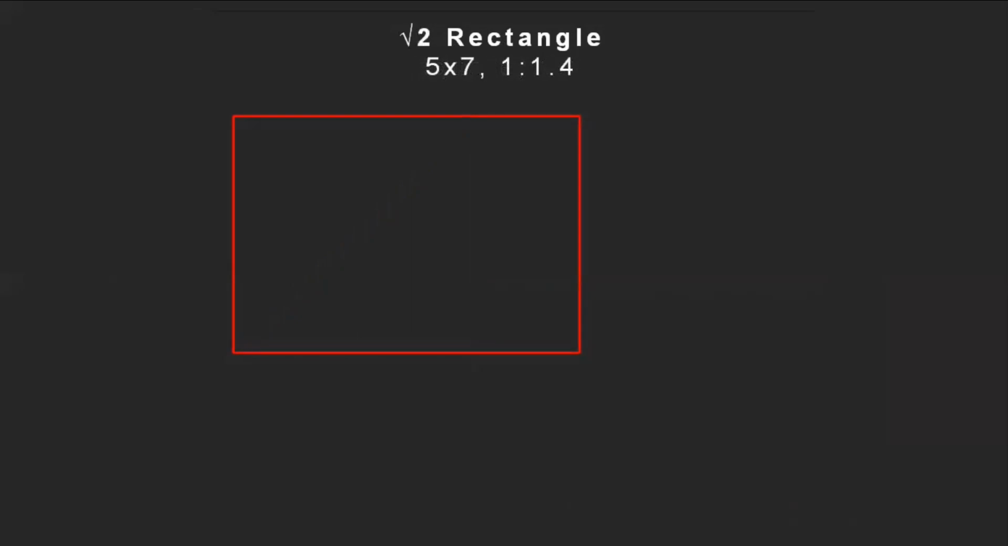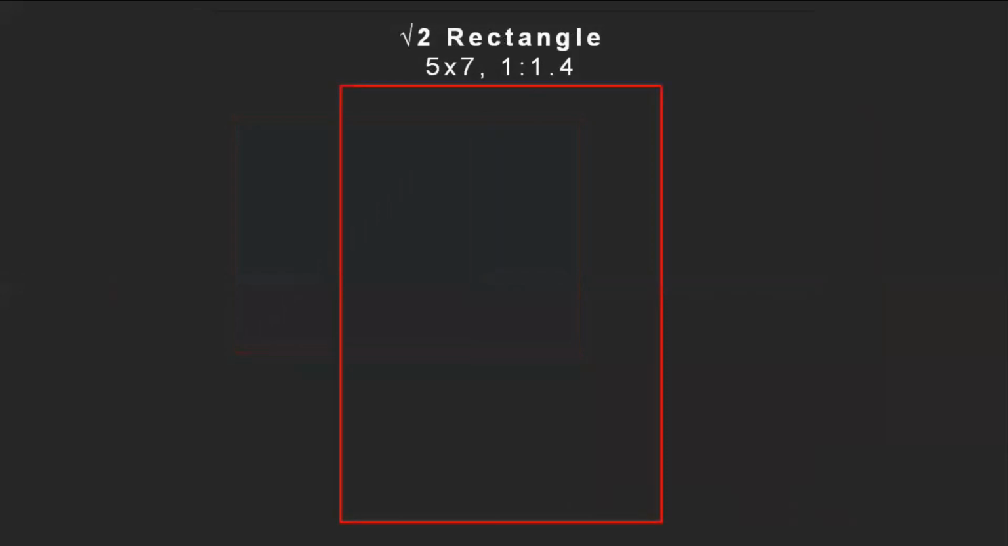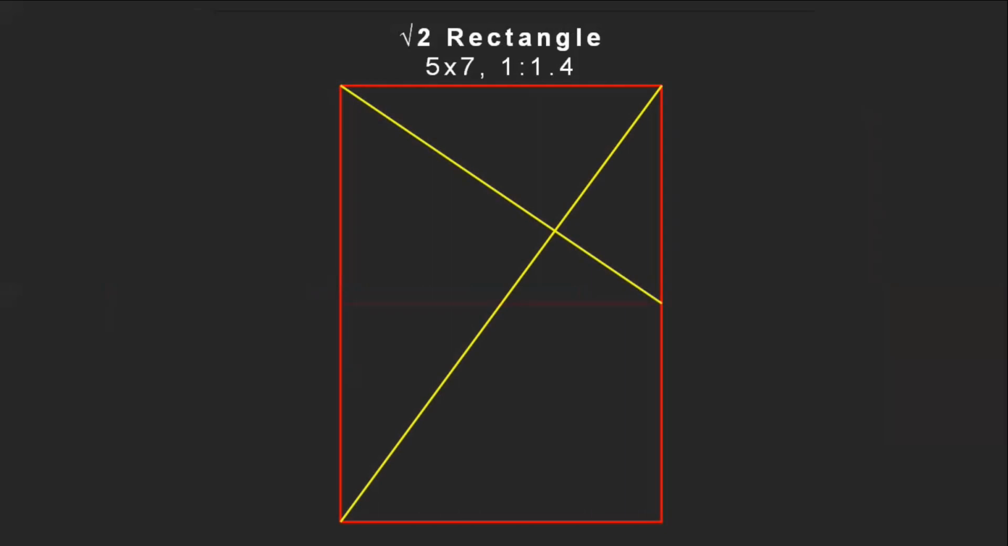This is sometimes called a 5 by 7. It contains a ratio of 1 to 1.4. The root 2 rectangle here, if I turn it vertically and find the diagonal, and the diagonal is transverse, you'll see that this rectangle breaks down into halves.